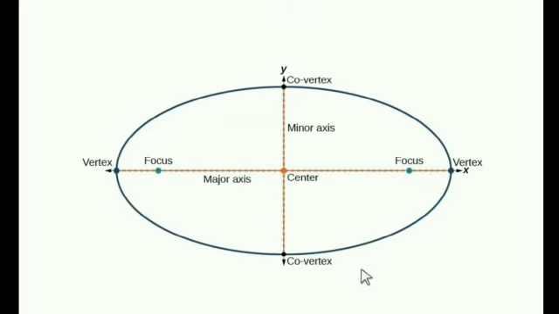Consider the diagram. This is the horizontal ellipse. This is the center. This one is the major axis, and the points where it crosses the ellipse are called the vertices. Similarly, this is the minor axis, and these are the co-vertices. These two are the foci. This is the clear-cut diagram of the horizontal ellipse.